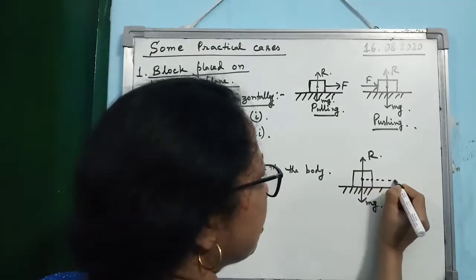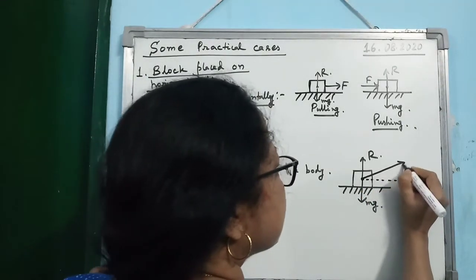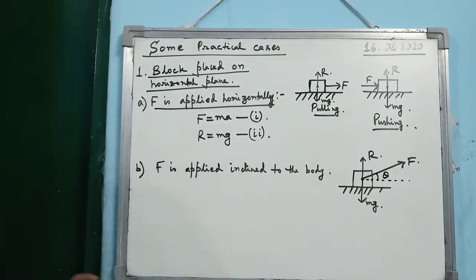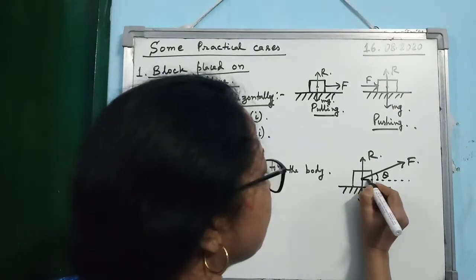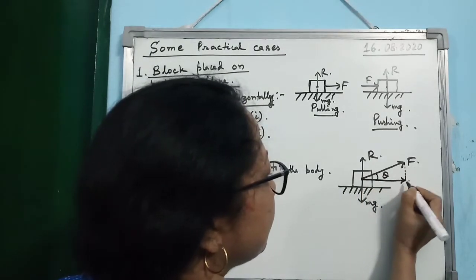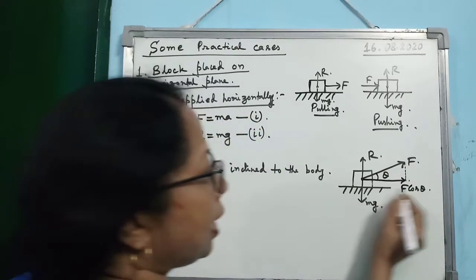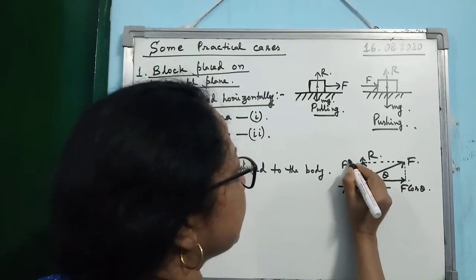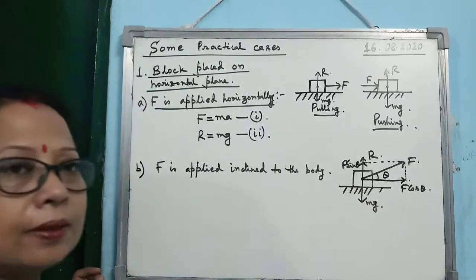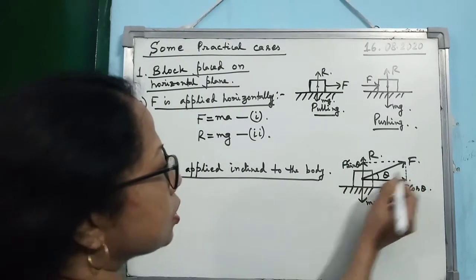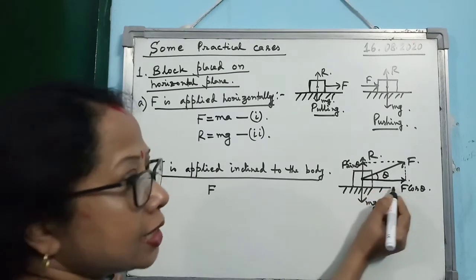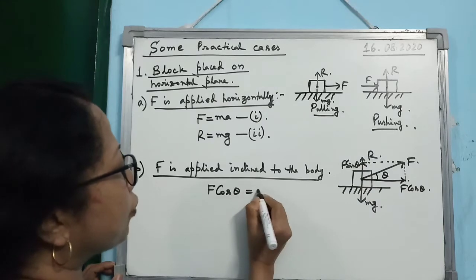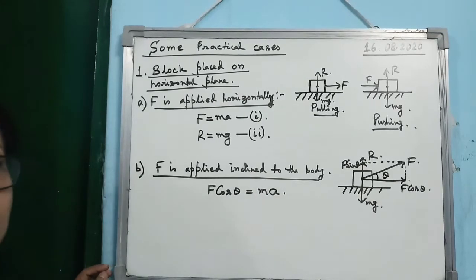Now suppose this is the horizontal direction and force is applied along this direction, making an angle theta with the horizontal direction. Then you can break the force into two components. One is F cos theta along the horizontal direction. Another, you see, will be F sin theta along the vertical direction. Alright. So, in this case, F cos theta is responsible to produce the acceleration. So, you can write F cos theta is equal to mass into acceleration.